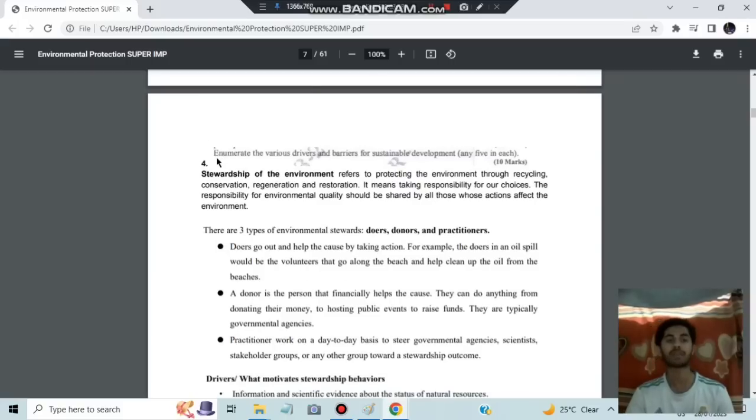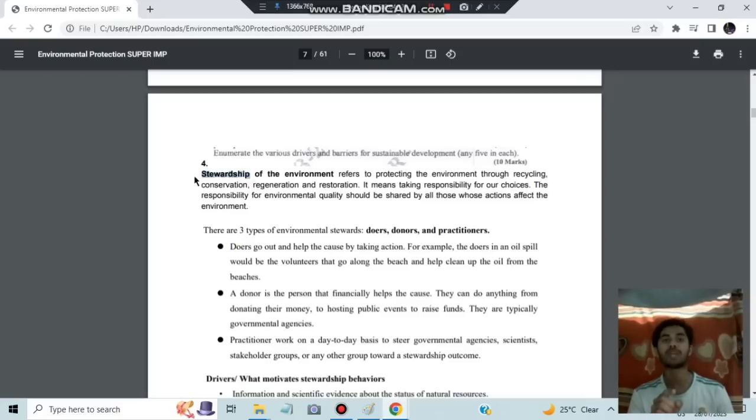And the next question: enumerate the various drivers and barriers for sustainable development. So what are the drivers of sustainable development? What are the barriers present in sustainable development? Stewardship is the responsibility. This term means being responsible.